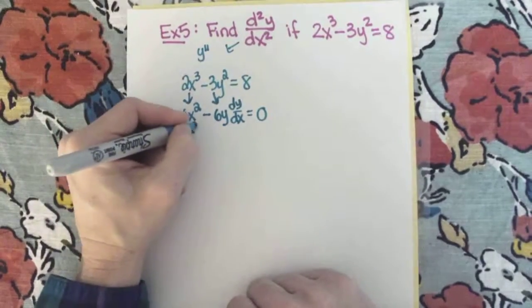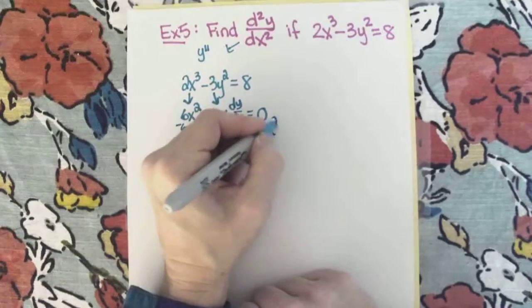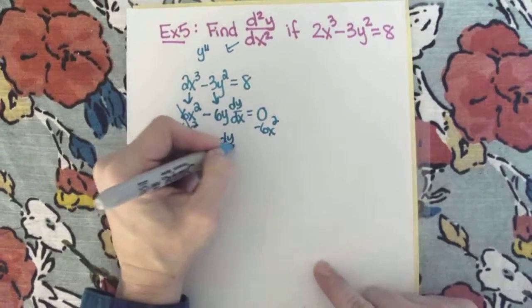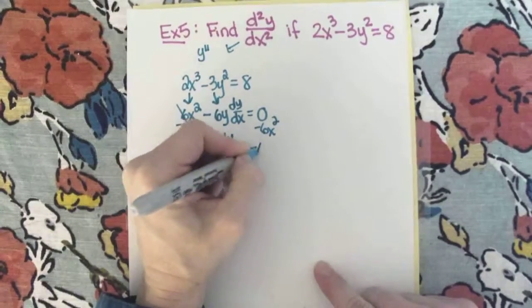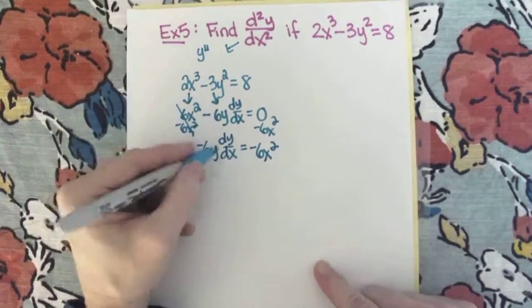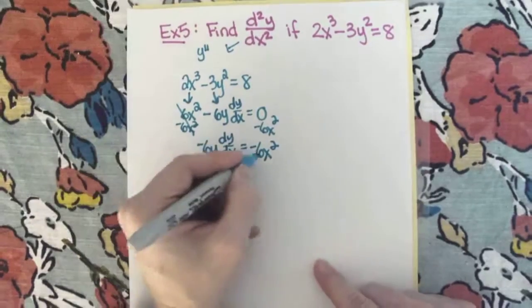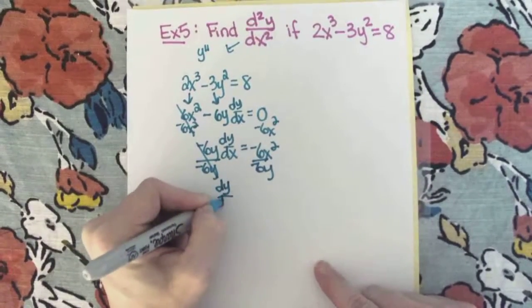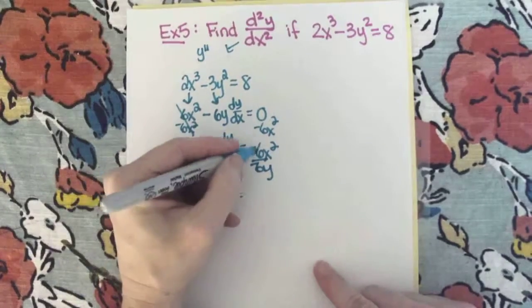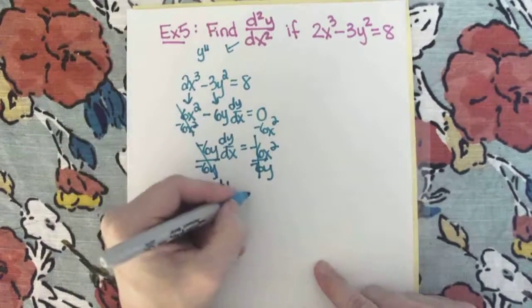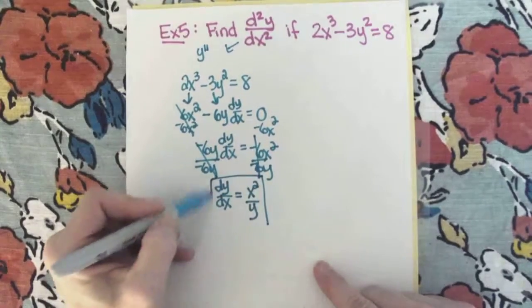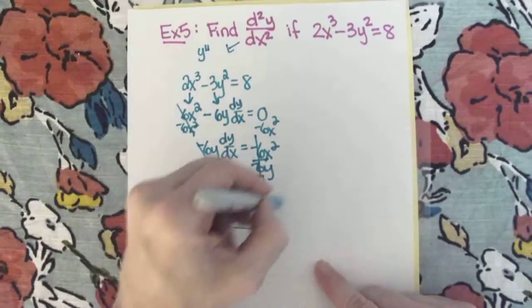Solving for dy/dx, I'm going to subtract 6x squared from both sides, which is going to give me -6y dy/dx equals -6x squared. Divide by -6y on both sides. My final first derivative answer is going to be dy/dx equals, look at those -6 cancel, x squared divided by y. This is first derivative.